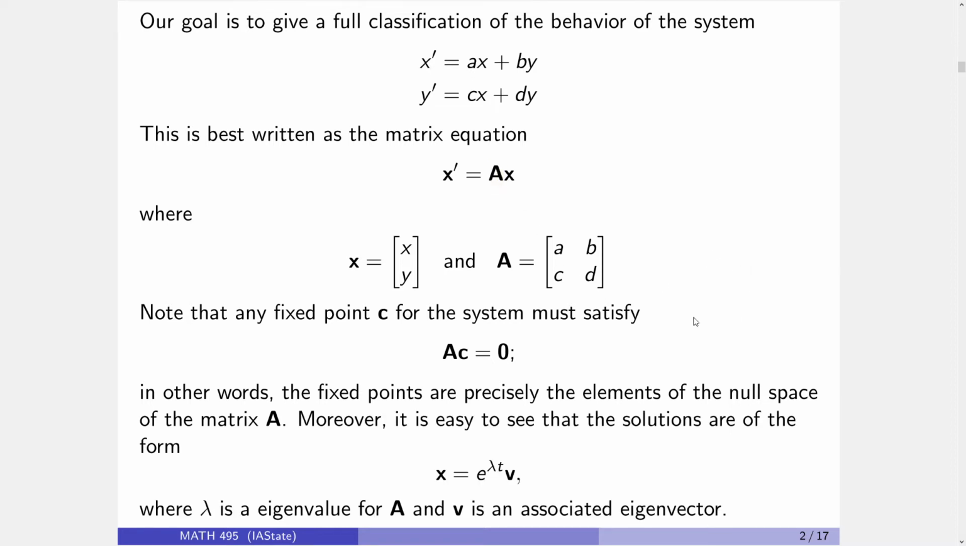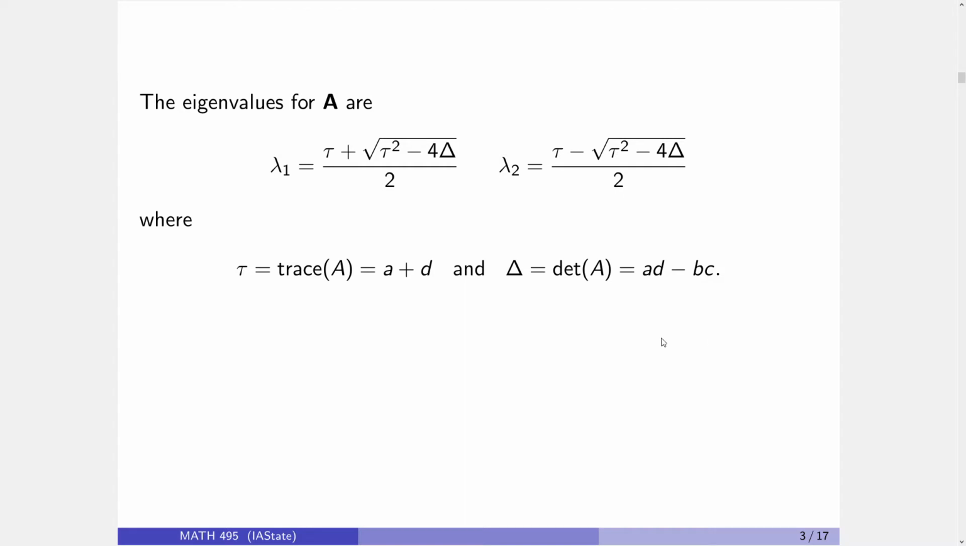And moreover, as we remember from differential equations, actually solving something that looks like this, if we think about it for a moment, we have the derivative equal to a constant times itself. A pretty natural guess is that something of the form e to the lambda t should be a solution. And indeed it is, where lambda is an eigenvalue and v is an associated eigenvector.